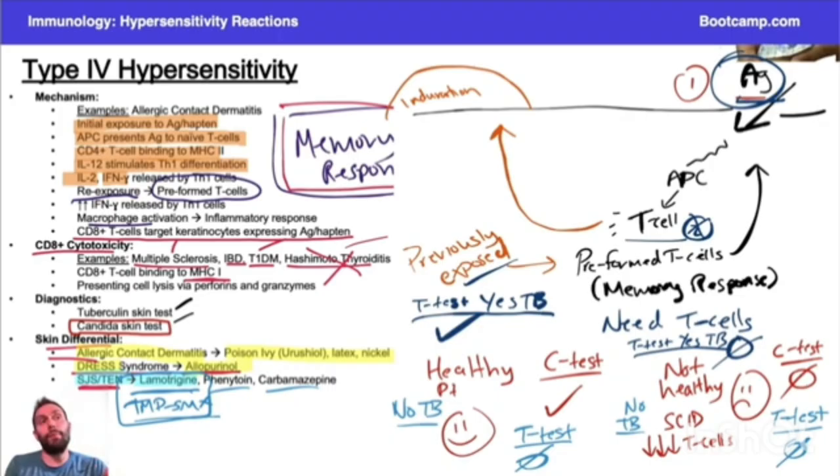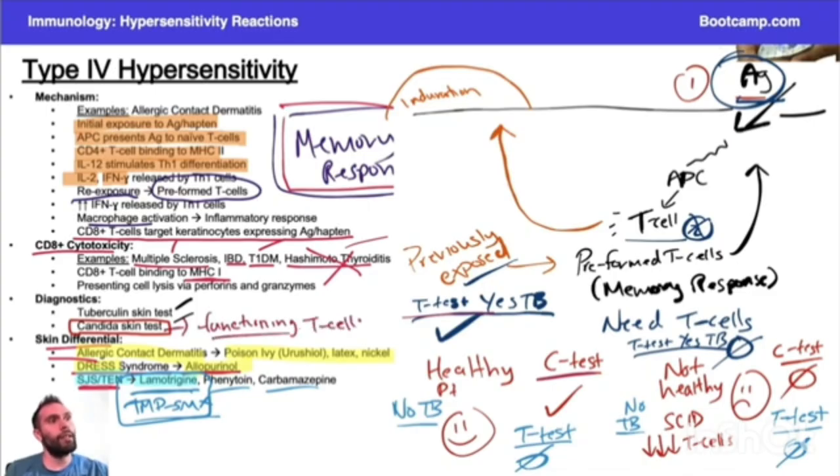So that's why they sometimes have to change the parameters of what is a positive test in patients that are immunocompromised. In a healthy patient, we would expect whatever this patient has in terms of exposure to be semi-accurate. And so what you can do in these patients, if you're not sure what the patient's T cells are like, if you don't know if there's any anergy, is do a Candida skin test and a tuberculin skin test.